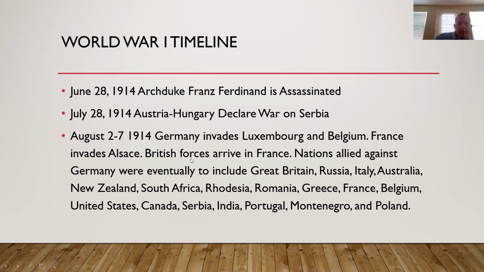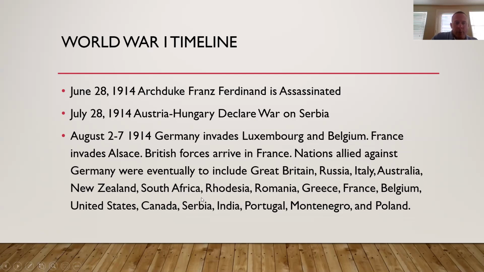But on June 28th, 1914, Archduke Franz Ferdinand was assassinated. Okay, he was the heir or soon-to-be leader of that Austria-Hungary nation. Then on July 28th, 1914, Austria-Hungary declared war on Serbia. Ferdinand was in Serbia when he was assassinated, and he was assassinated by a Serbian terror group called the Black Hand. August 2nd through the 7th, 1914, Germany invades Luxembourg and Belgium. France then invades, and British forces arrive in France.